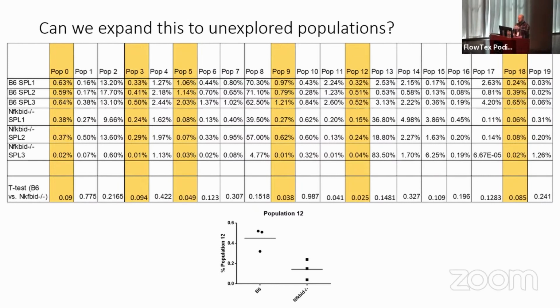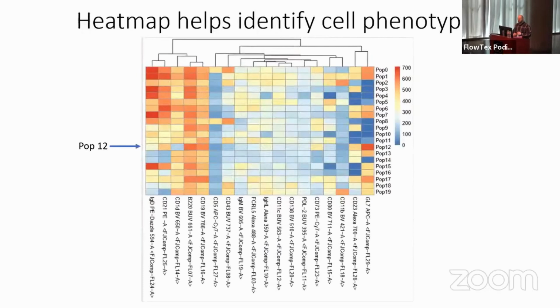And so then we went through and just outputted a table of all those population frequencies and looked at some statistics. There were a few that were different enough that we thought they might be worth pursuing, but one in particular, population number 12, was pretty different in their NF-kappaB ID mice. So then we came back to the heat map and wanted to see, well, what is that population? The really defining feature of that one was that it was GL7 high, but there were some other defining characteristics of that population.